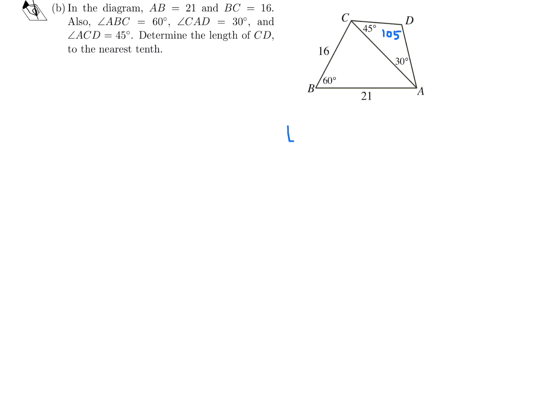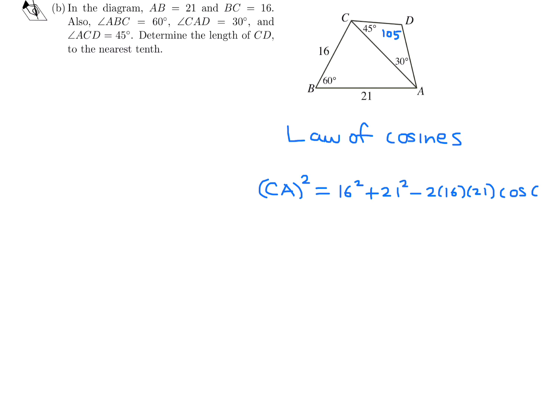I guess the law of cosines. This question sort of screams law of cosines. They've set it up in the perfect way. The first thing I want to calculate is CA. Using the law of cosines, CA squared is equal to 16 squared plus 21 squared minus 2 times 16 times 21 times the cos of 60. If you're in grade 12, writing the Euclid, I'm sure you know the law of cosines.